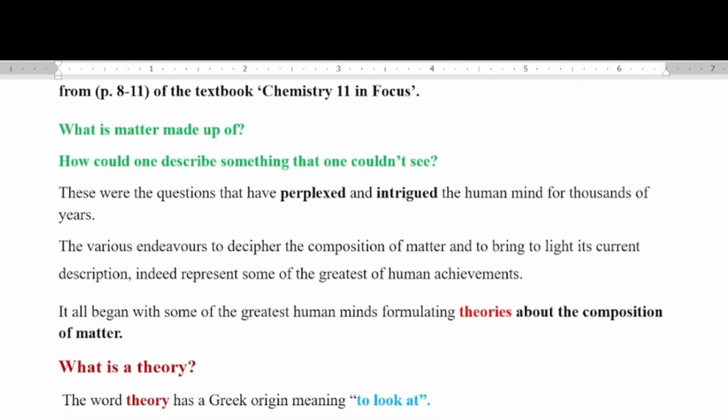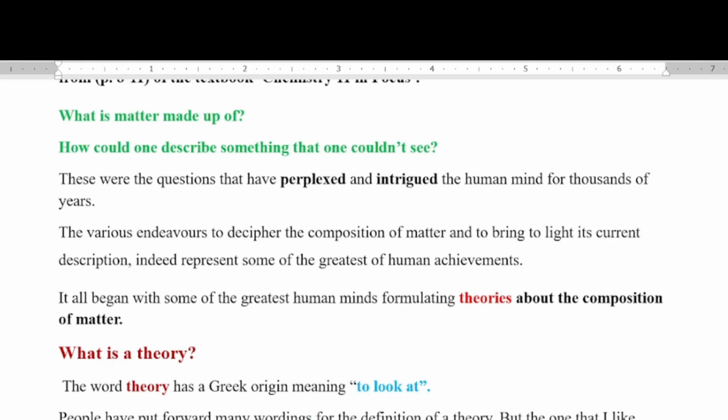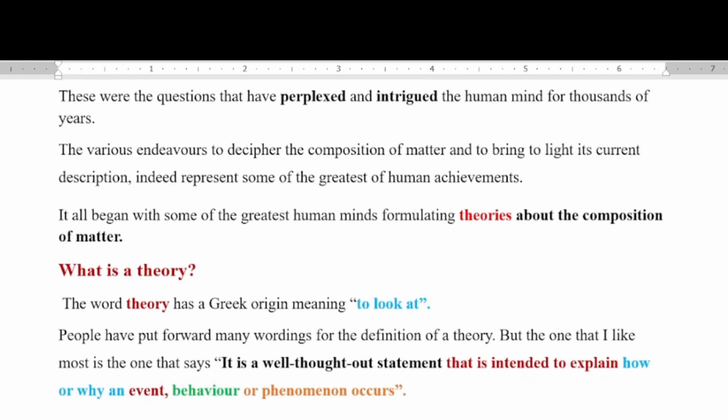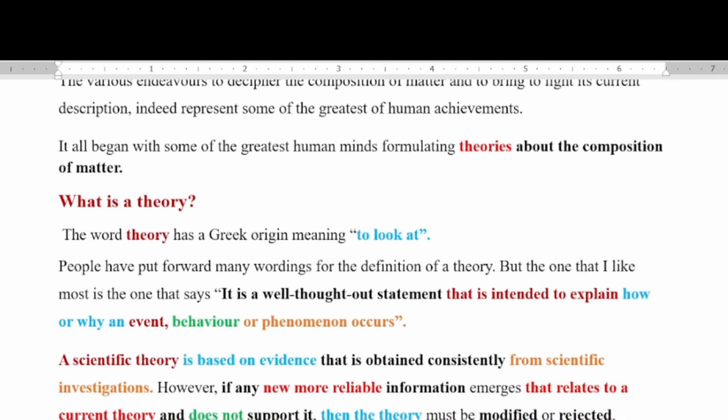What is matter made up of? How could one describe something one couldn't see? These were the questions that have perplexed and intrigued the human mind for thousands of years. The various endeavors to decipher the composition of matter and to bring to light its current description indeed represent some of the greatest of human achievements. It all began with some of the greatest human minds formulating theories about the composition of matter.